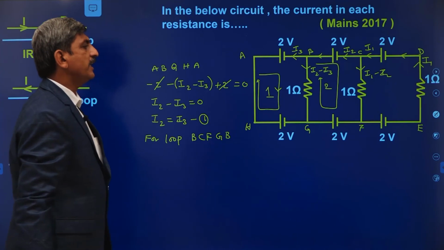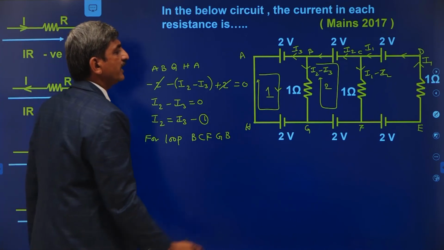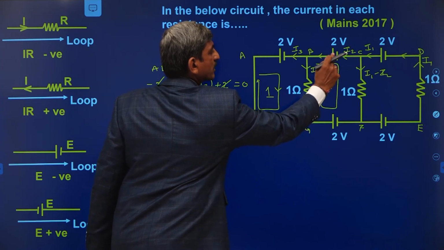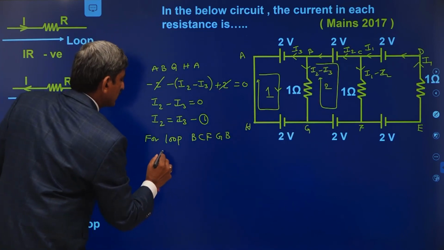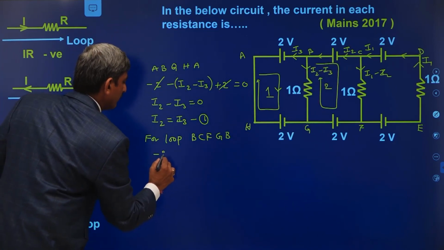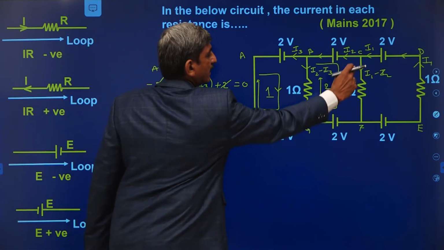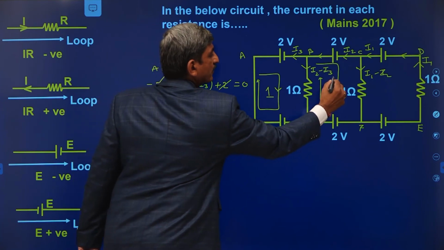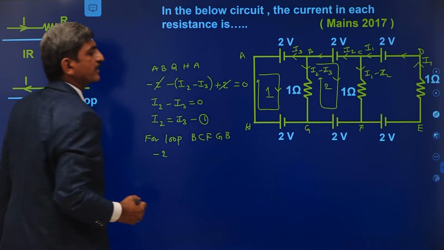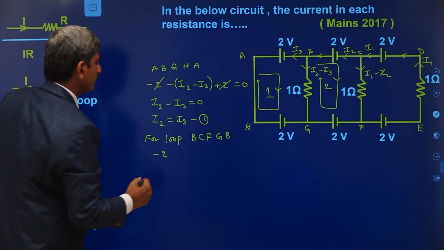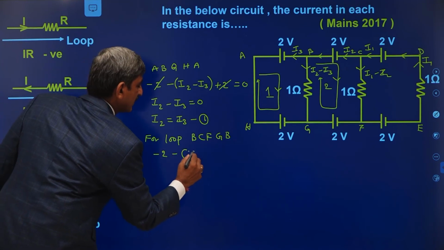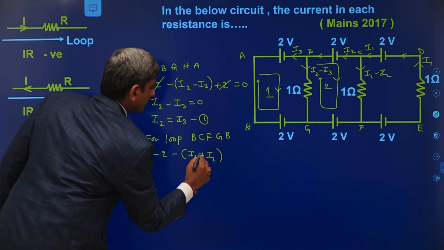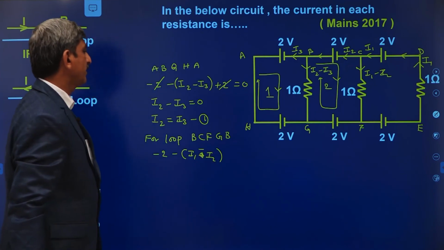For the BCFGB loop, what can we write? When we move from B to C, we are moving from the positive terminal to the negative terminal of the cell, so the EMF is negative, -2. And when we are moving from C to F, the direction of the loop and the direction of the current are the same, so IR is negative: minus (I1 minus I2).